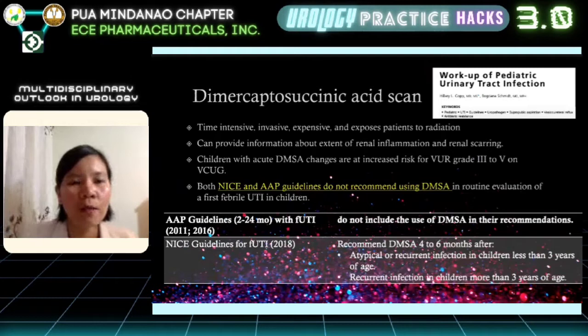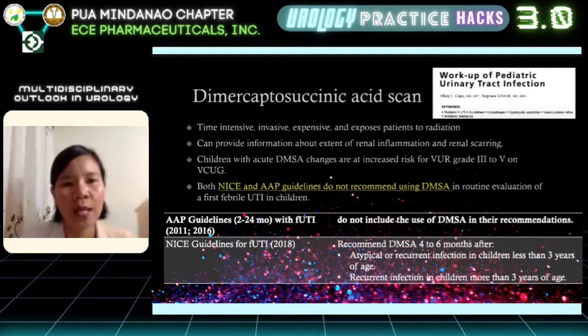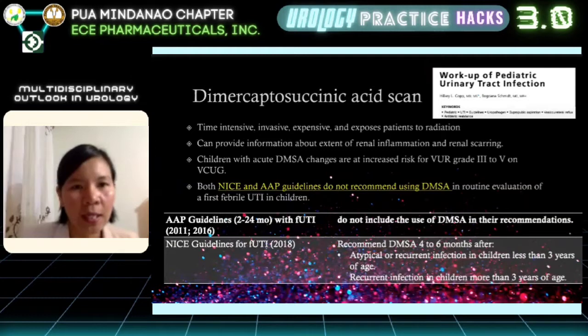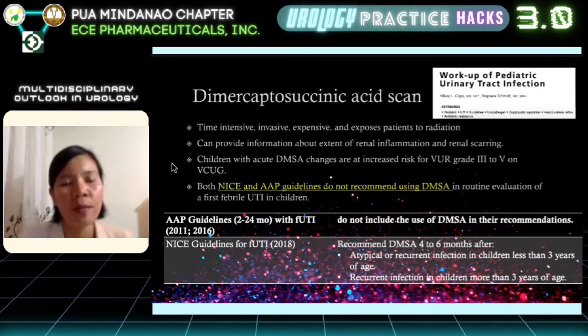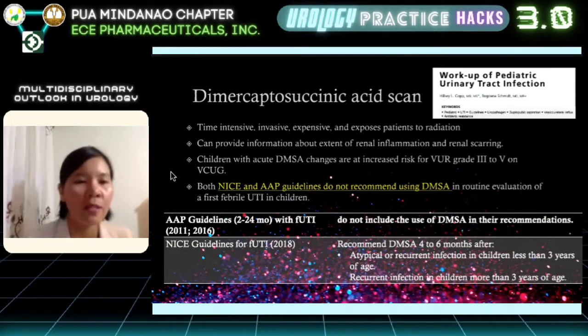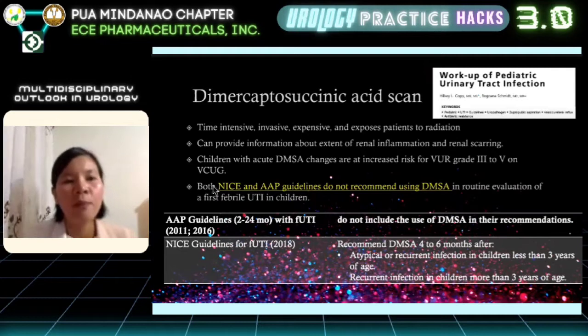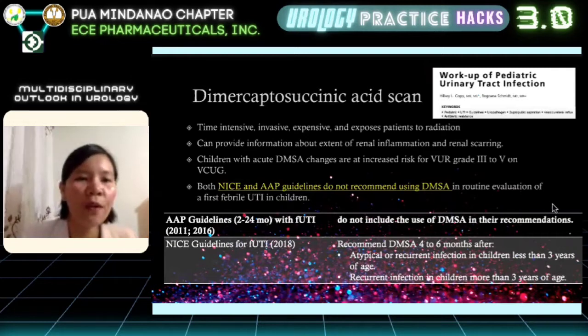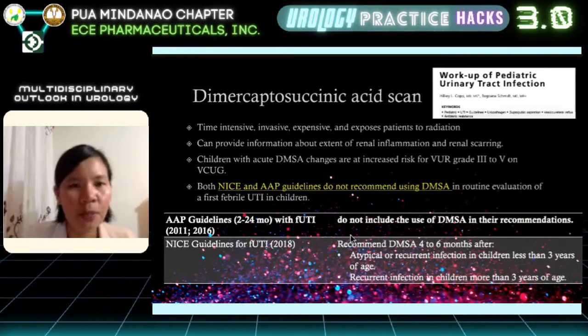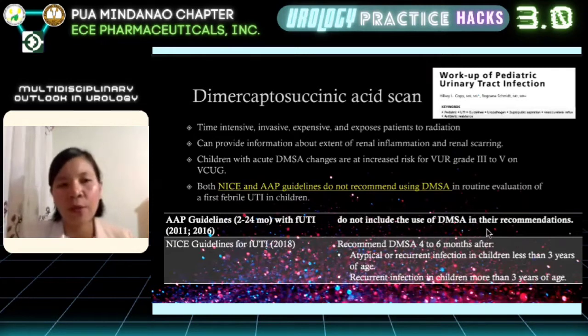How about the recommendation for dimercaptosuccinic acid? Your DMSA can provide information about the extent of renal inflammation and renal scarring. Children with acute DMSA changes are at risk for VUR grades 3 to 5 on VCUG. However, both the NICE and the AAP guidelines do not recommend using DMSA in routine evaluation of children with first febrile UTI. So the AAP does not include the use of DMSA in their recommendation.